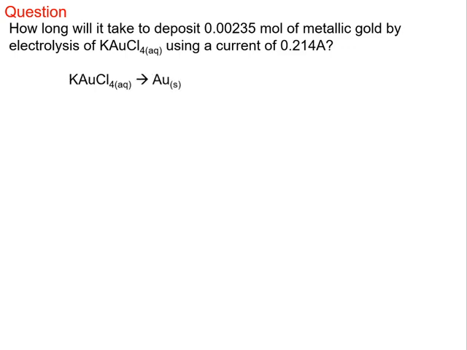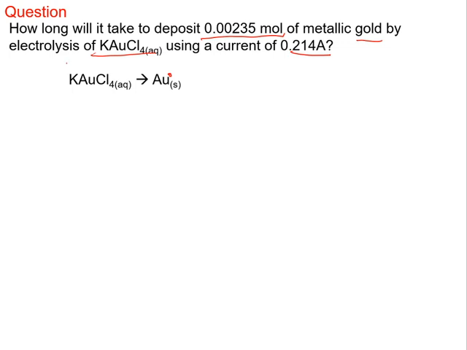Okay, let's solve this. How long would it take to deposit this number of moles of metallic gold by electrolysis using this current? Let's start with the oxidation number of gold. If you look at gold, this is 0. Then what's the oxidation number of gold in that reaction?